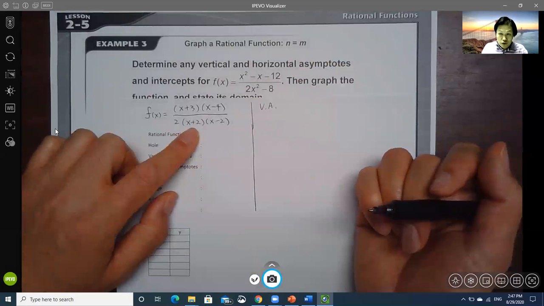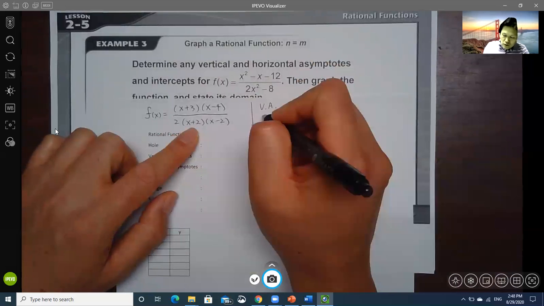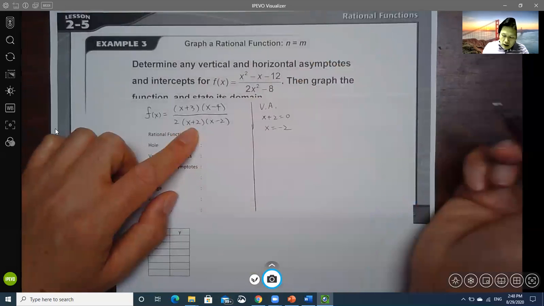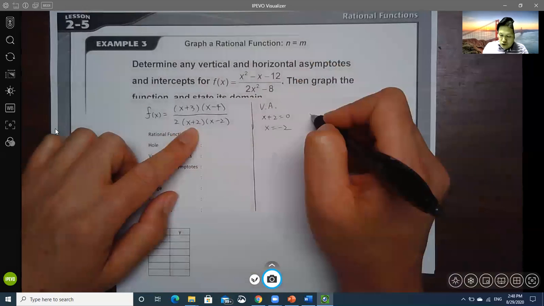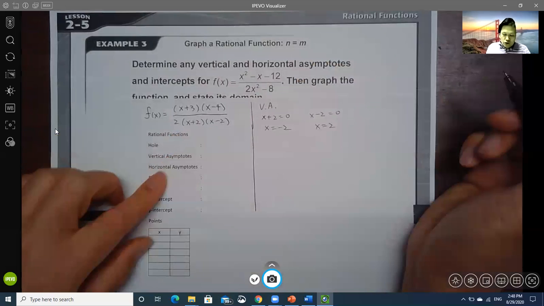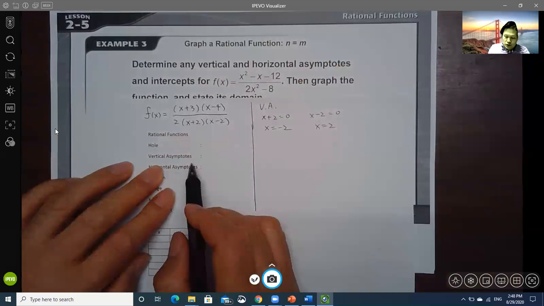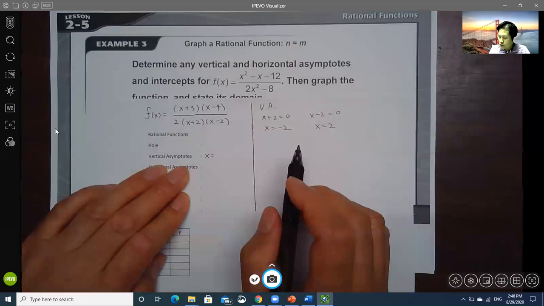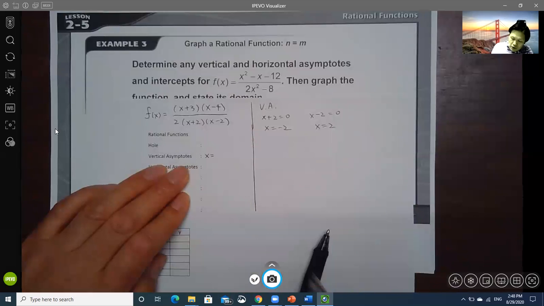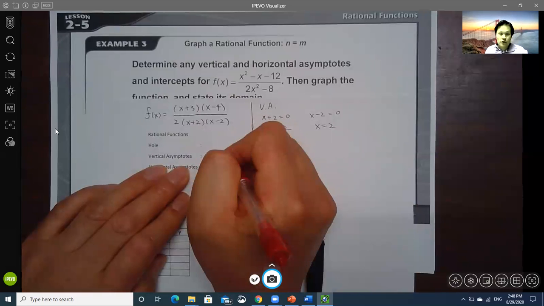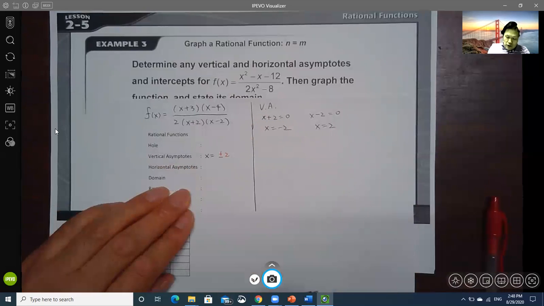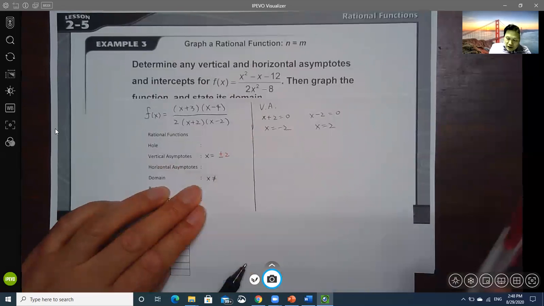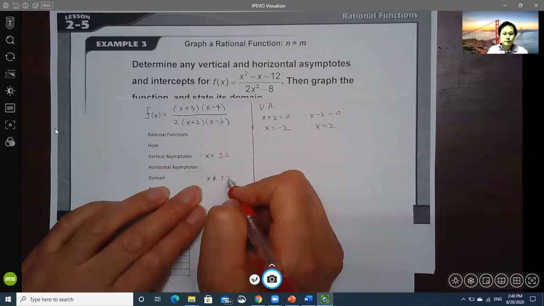X plus 2 equal to 0. So you will get x equal to minus 2 from there. X minus 2 equal to 0. You will get x equal to 2 there. So you got 2 vertical asymptotes. So I can write down x equal to plus minus 2 is a vertical asymptote. Okay, we can knock off the domain. X is not equal to plus minus 2 right there.